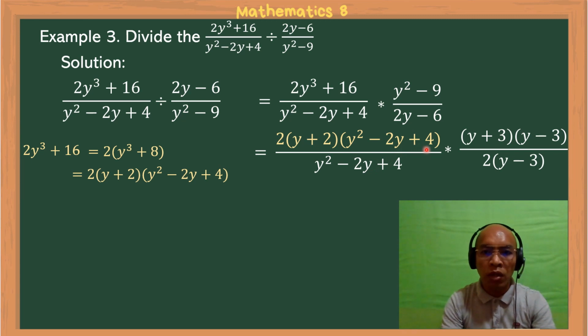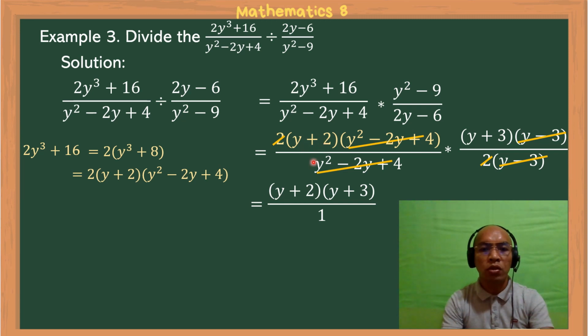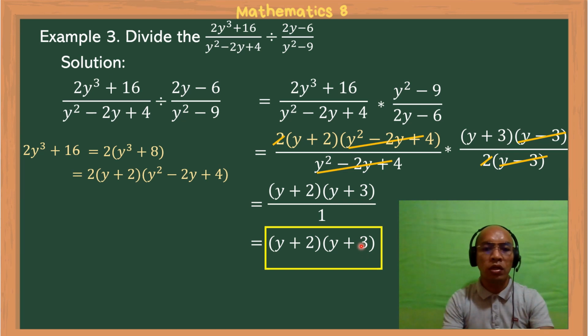Then after which, since the numerators and denominators are factored completely, we'll be looking for the common factors. So y, this expression is the same as this one, so we can cancel them because their quotient is equal to 1. Same goes with y minus 3 and y minus 3, and 2 and 2. Then what is left in the numerator is y plus 2, then times y plus 3, all over 1. Or basically, it's just y plus 2 times y plus 3. So this is now the quotient when this expression is divided by this expression.